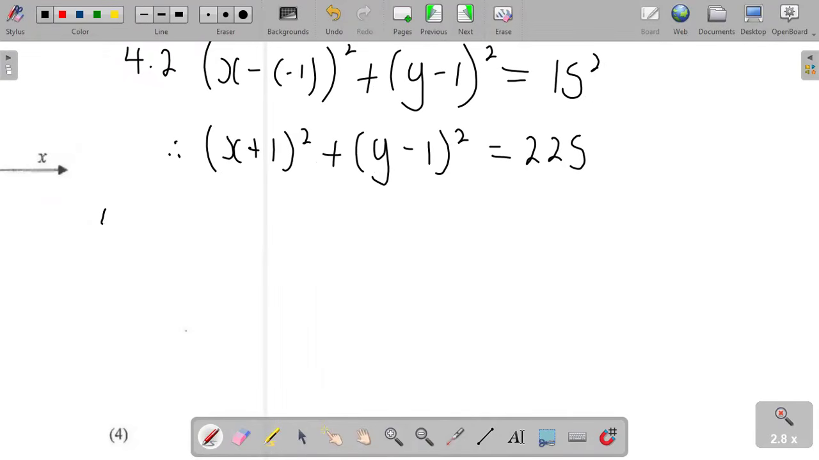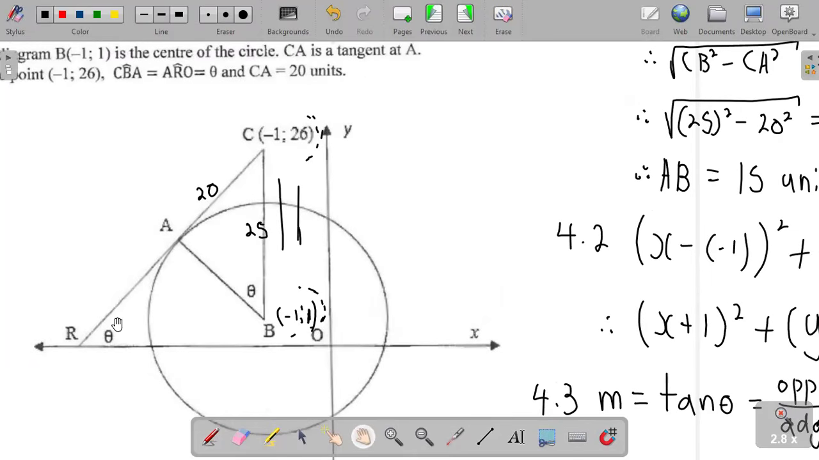So we can find the gradient using the tan of theta. Tan of theta is equal to opposite over adjacent. Remember this angle is equal to that angle. We must remember that these two angles are equal. So we can find the tan here. Opposite is 20 over 25.